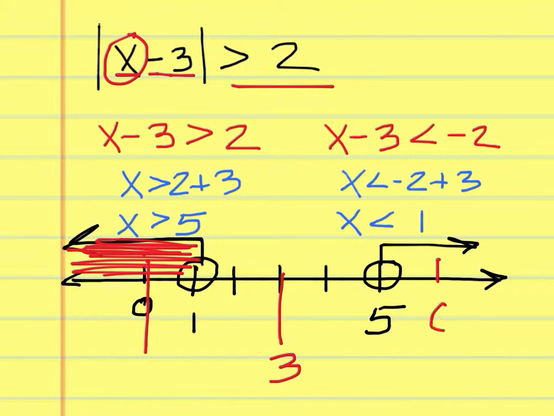Let's choose 6 from this area. If I put 6 in for x and subtract 3, I get 3. The absolute value of 3 is 3. Is 3 greater than 2? Yes, so you shade it in.